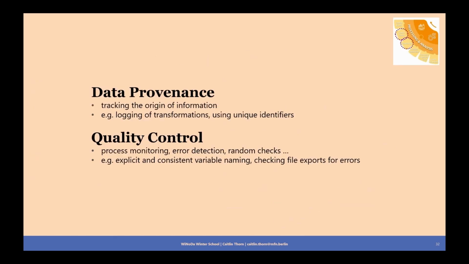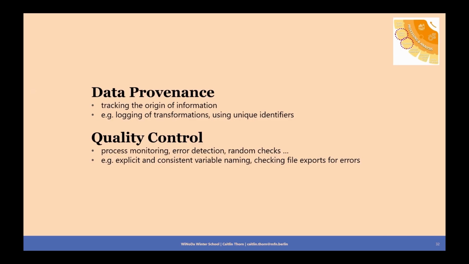And then we have data provenance, which is tracking the origin of the information. Where did the data come from and where is it going? What transformations are we doing to the data? Are we using unique identifiers to keep track of what the data is and where it is?